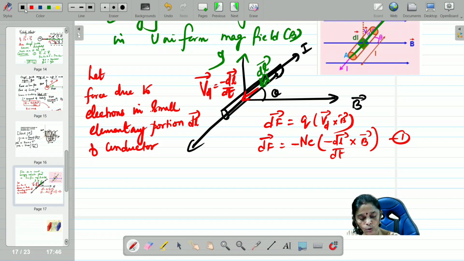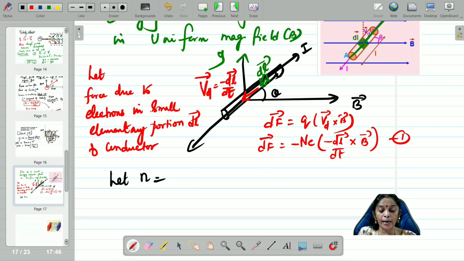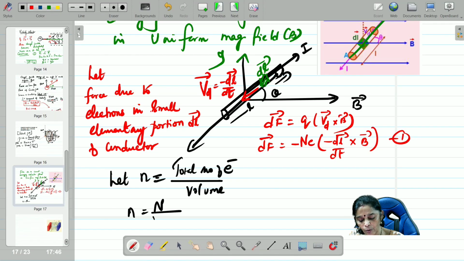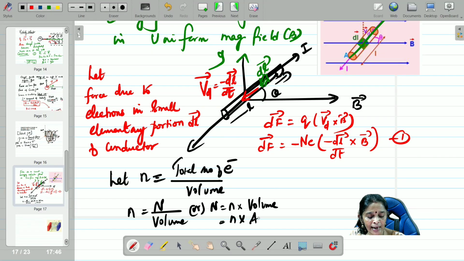But I know that, let us suppose, small n is, because how many electrons are there in a conductor. L is the length of the conductor. But we don't know how many electrons are present. Let us suppose small n is equal to the total number of electrons per unit volume. So I can write small n is equal to capital N divided by volume, or capital N is equal to small n into volume. What is volume? Volume is nothing but area into length children. Area into dl, that is all.